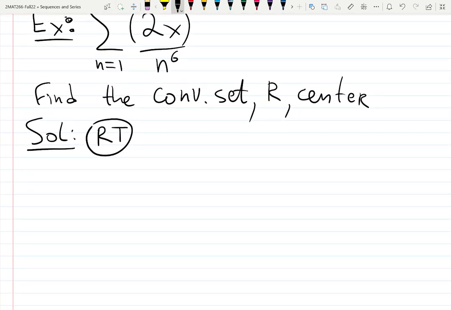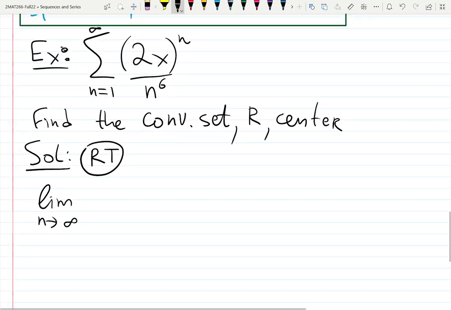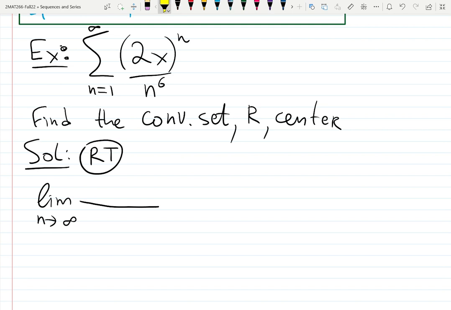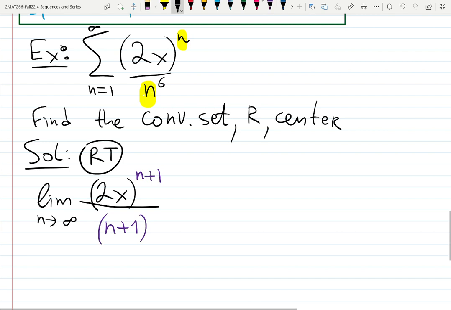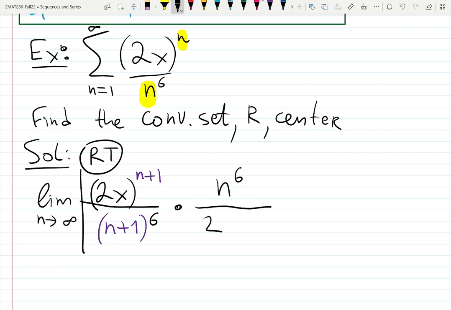The ratio test says, let's find the limit, and I will not write down too many things anymore since we're getting so good at this. Plug in n plus 1 everywhere you see n, don't touch x. 2x to the n plus 1 over n plus 1 to the 6, absolute value. Multiply, copy, but flip the order, numerator and denominator. Too fast or you got it? Because that's kind of the previous material. Too fast, let me know. Or it's not too bad.